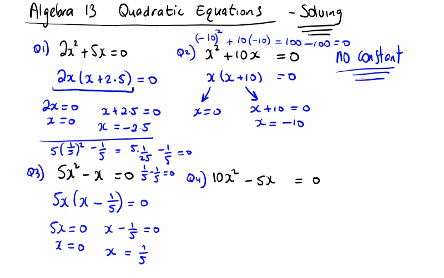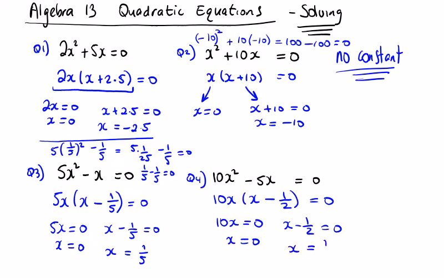And the last one, 10x times x minus, what do I multiply 10 by to get 5? Well, it's going to be a half, equals 0. So 10x is equal to 0, so x is 0. Or x minus a half is equal to 0, so x is equal to a half. So, four examples of quadratic equations where there's no constant. Practice these four before moving on.